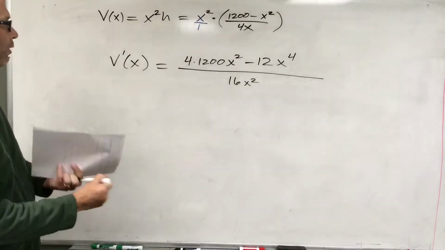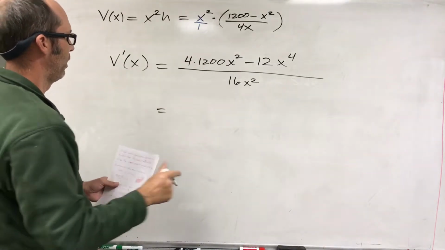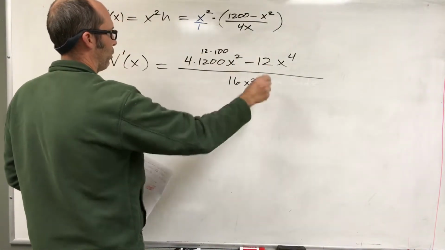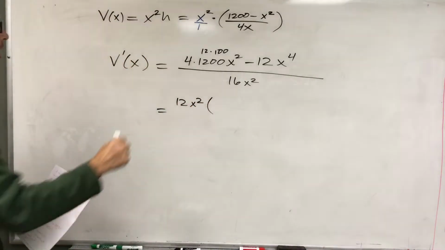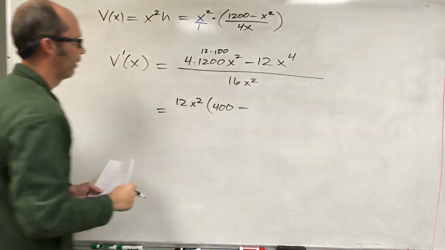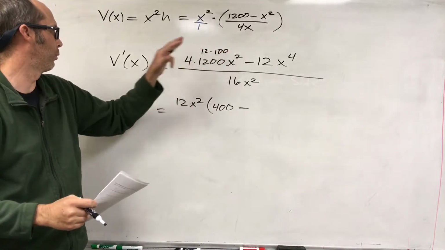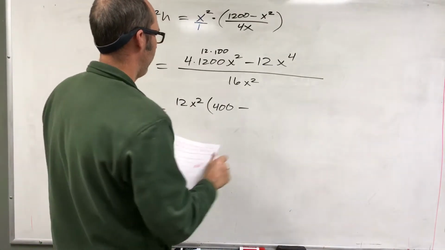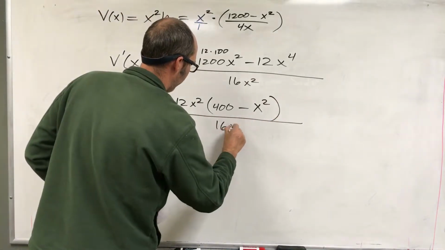It'll be conducive later to have this top factored out, so I might as well just do it now. Notice that I can take a 12 out of there. This is a 12 times 100, so I can pull a 12x squared out. And let's see, what am I left with? A 4 times 100, that's a 400, minus 4 times 100 times 12. There, the x squared is taken care of. 12x squared, I need an x squared there. All over 16x squared.